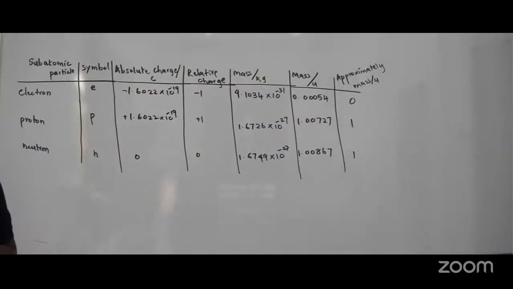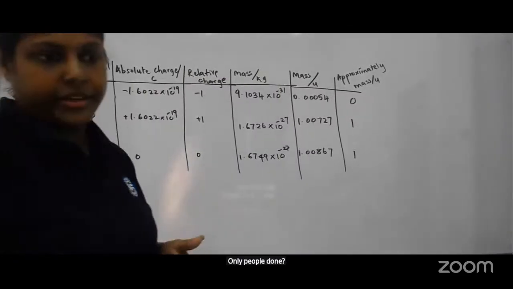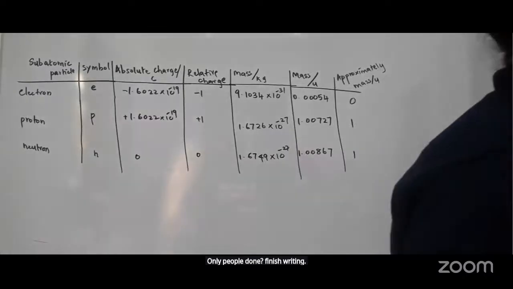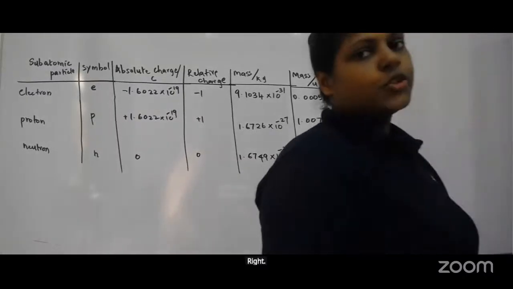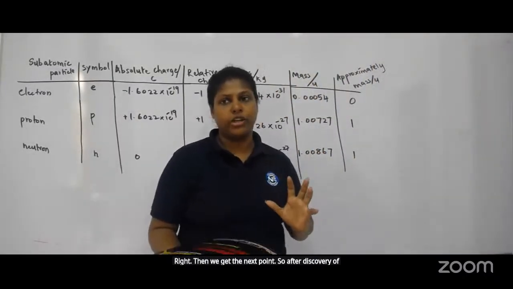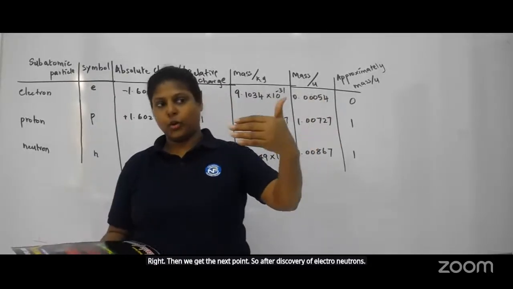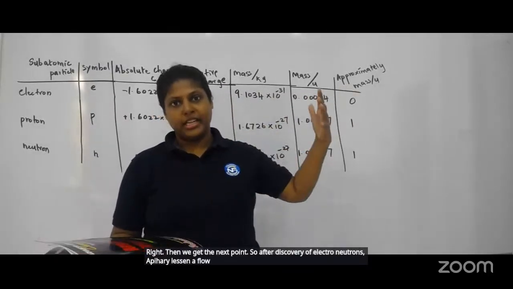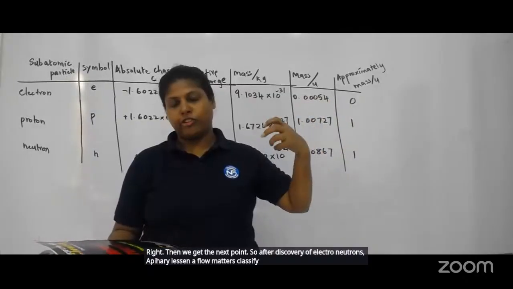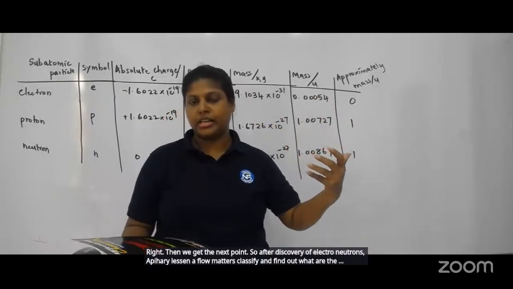Online people done? Finished writing? Right. Then we get to the next point. So after the discovery of electron, proton, neutrons, we are in a nice flow: we classify matter and find out what the fundamental units in matter are.